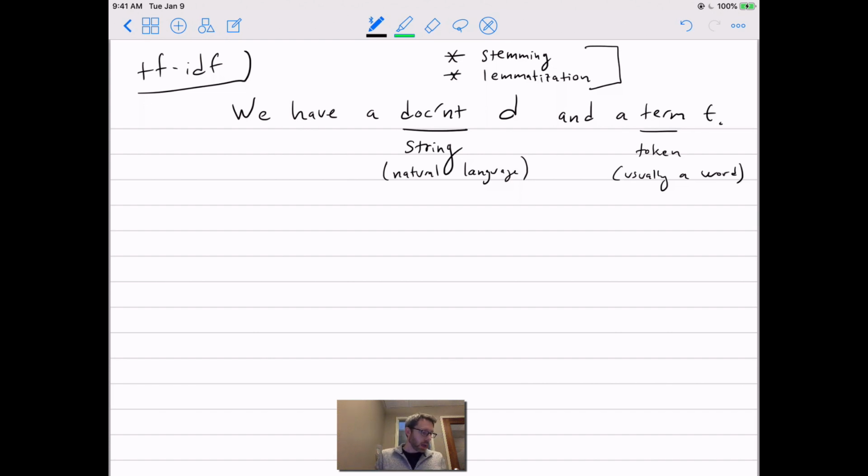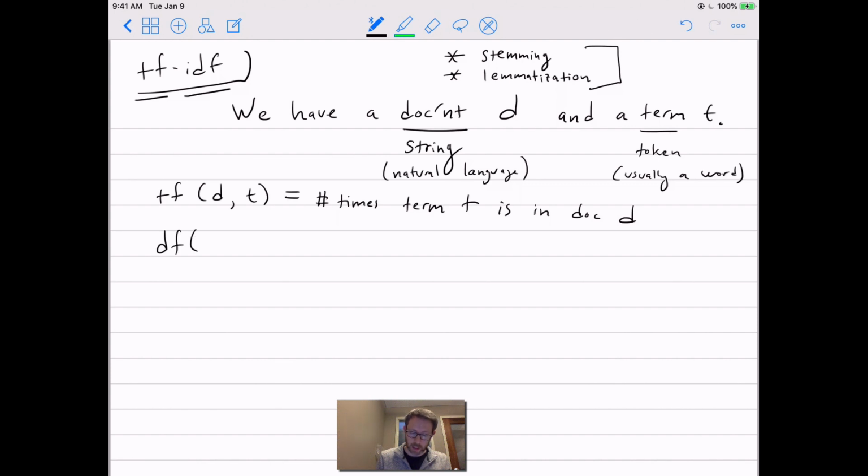Let's see. So Tf-Idf again, term frequency, inverse document frequency. The term frequency given a document D and a term T is going to be the number of times term T is in doc D. All right, so it's just the count. It's pretty simple.